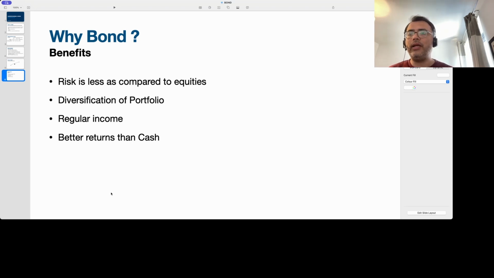Now, why bonds? Very, very simple. I don't think I need to go over this slide in detail, but just for the sake of summarizing it, it's less risky as compared to equities. It helps you to diversify your portfolio. You may be going through this video for an understanding of the fixed income asset class or a bond for your project work.